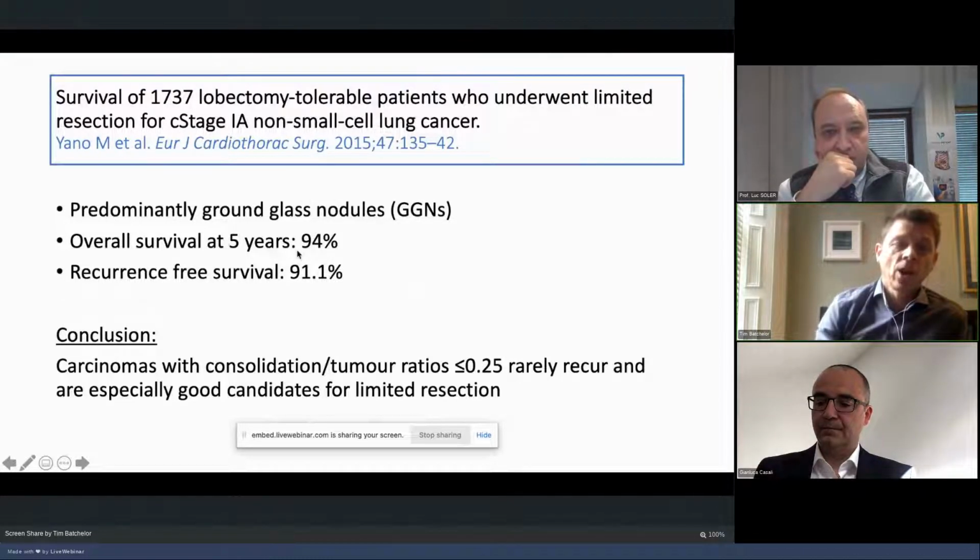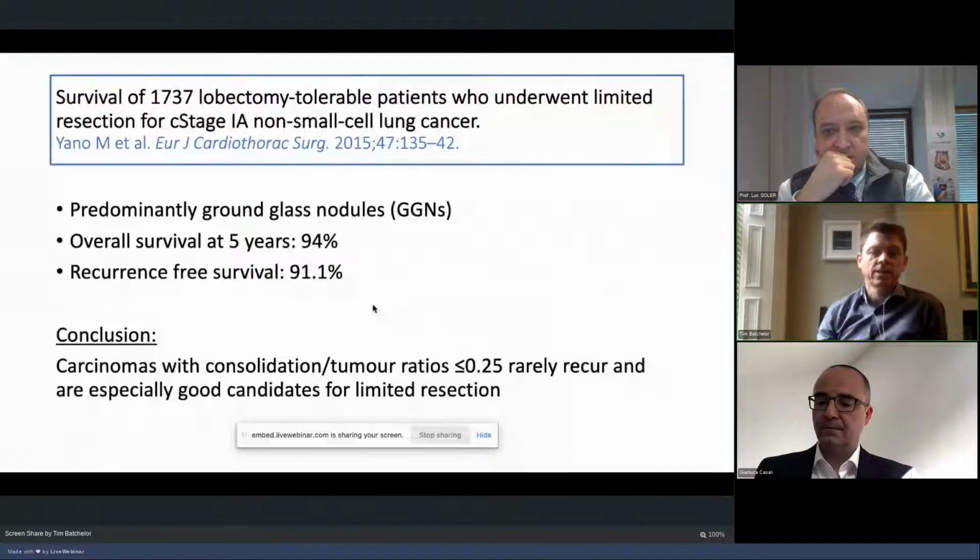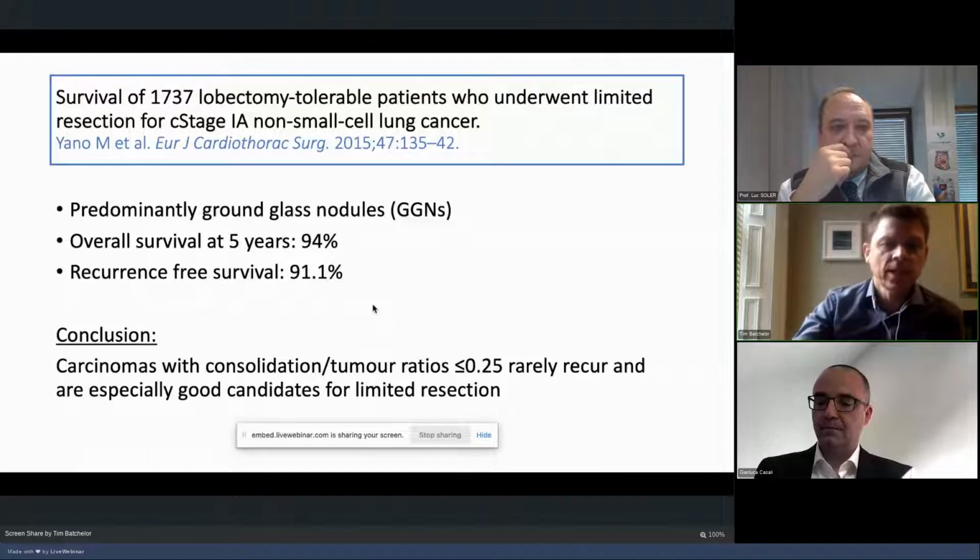And they found that overall survival in the segmentectomy group, in those who could tolerate lobectomy, so in other words, this is an intentional segmentectomy, overall survival was very good at 94%, recurrence-free survival at 91%. And they concluded that in ground glass nodules, patients should be considered for limited resection.